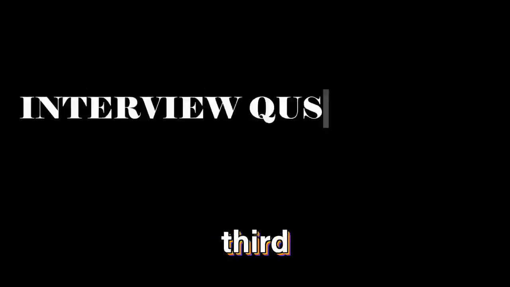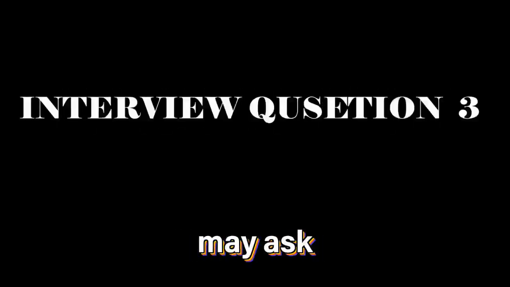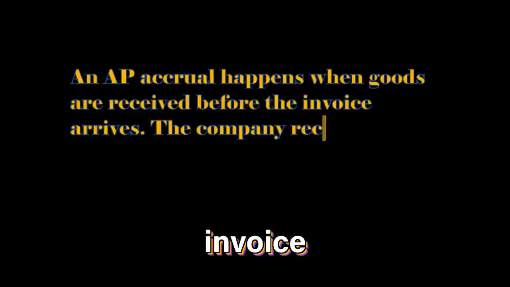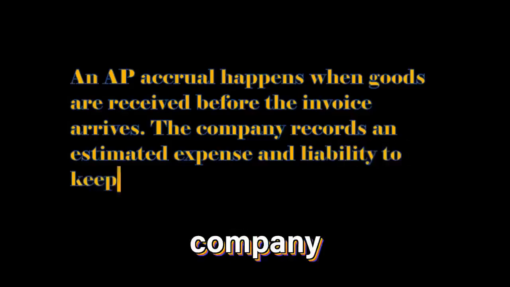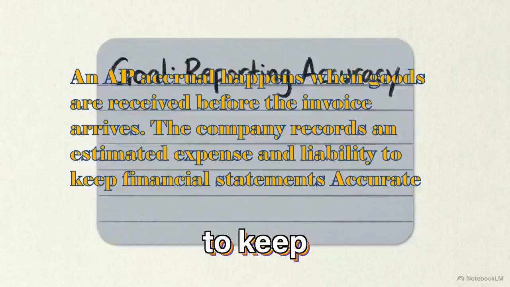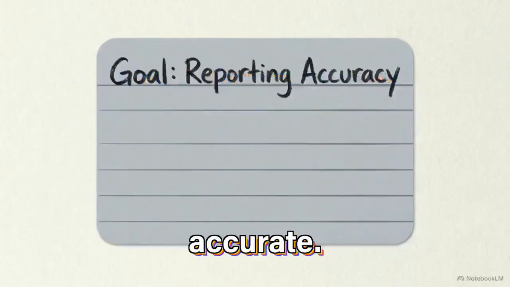Interview question 3. The interviewer may ask, what is AP accrual? Simple answer. An AP accrual happens when goods are received before the invoice arrives. The company records an estimated expense and liability to keep financial statements accurate.